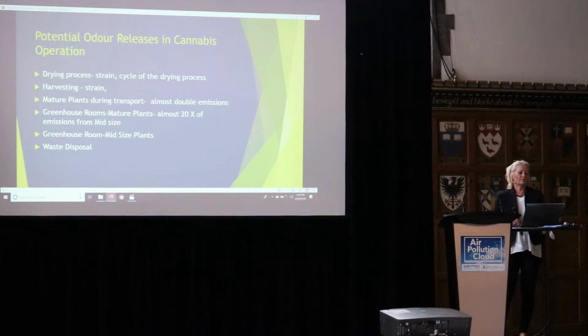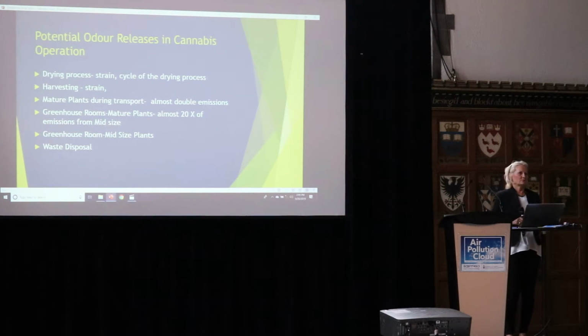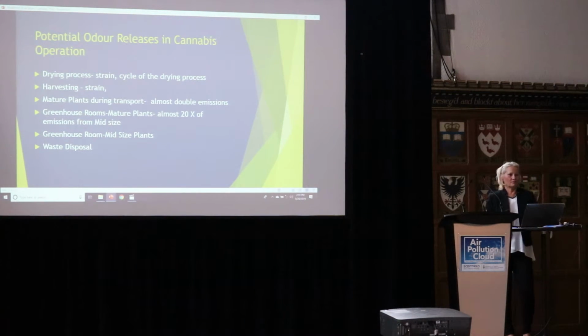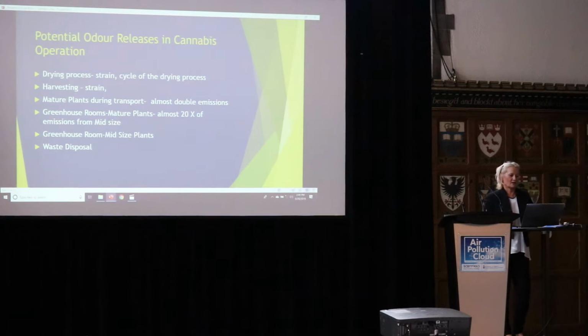Then in cannabis operations, we discovered that the main odor sources are the drying process. But it depends also on the strain, on the type, and how you dry it, if you just hang it upside down, or just put it in trays. If it's in the middle of the drying process or the beginning of the process, different factors affect the odor releases. The harvesting is the main odor source, and in the greenhouses it depends which plants they have.